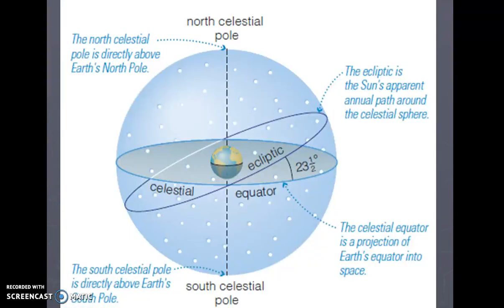So this is a visualization for the vocab words from the previous slide. So the North Celestial Pole, right above the North Pole on Earth, South Celestial Pole, right above the South Pole on Earth, the celestial equator, you can see it's parallel to the equator on Earth, and the ecliptic, which is the apparent path of the sun across the sky throughout the year.